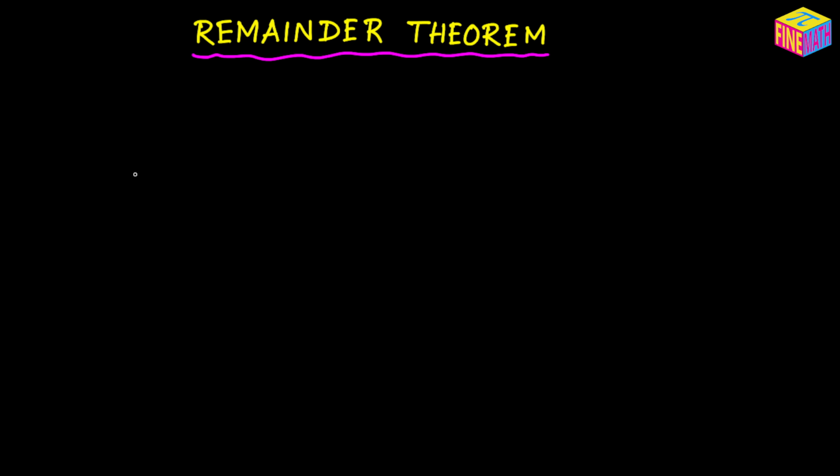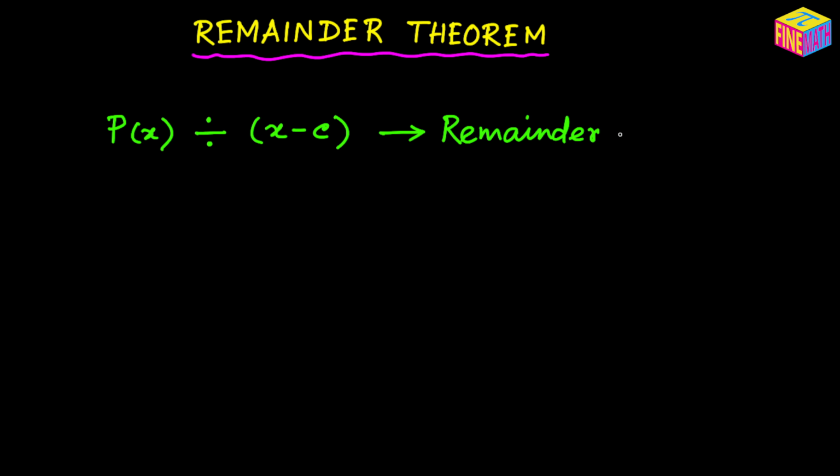Hi everyone. In this video we are going to talk about the remainder theorem. The remainder theorem says that if we have a polynomial p of x, and if it is divided by another polynomial which is like this, then from here we get a remainder, and the remainder will be equal to p of c.